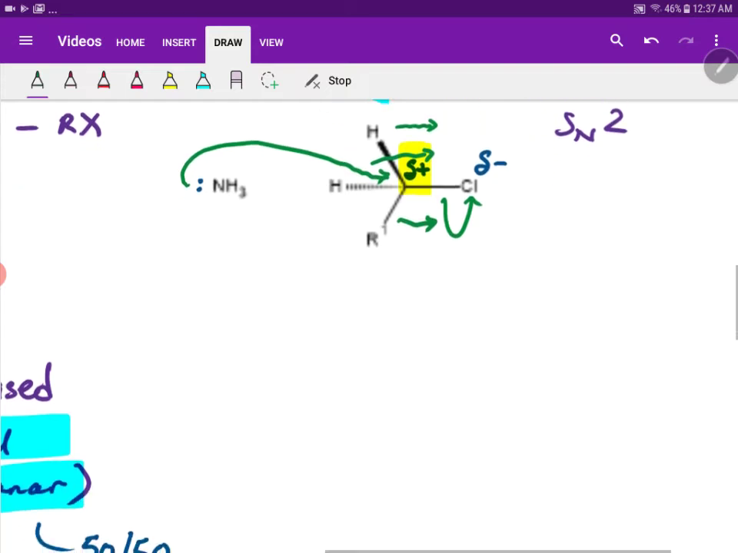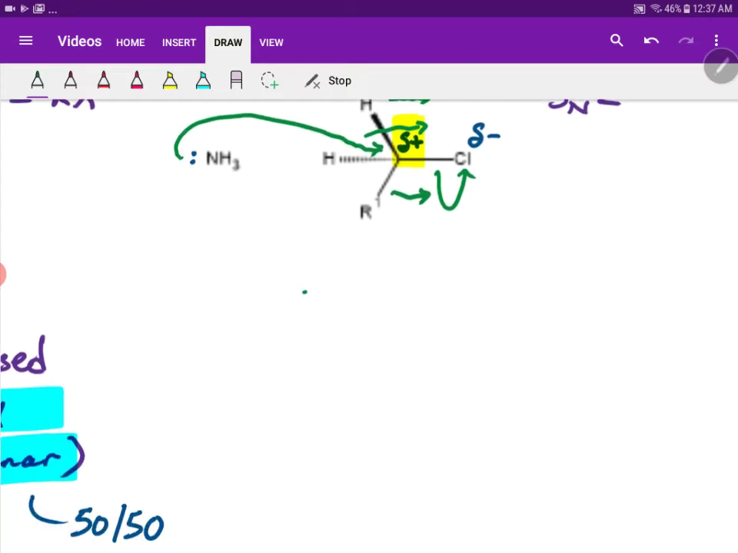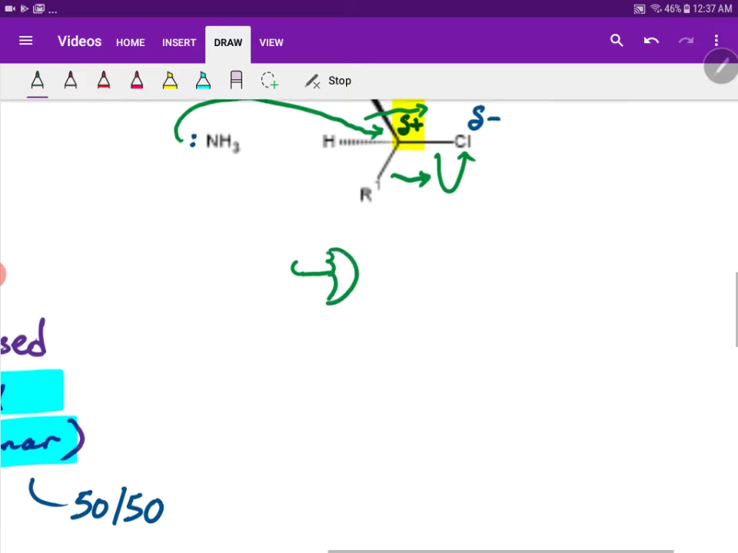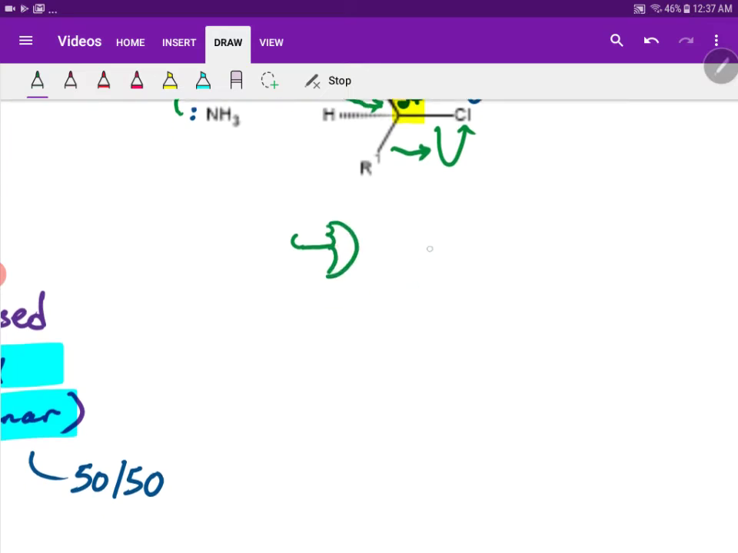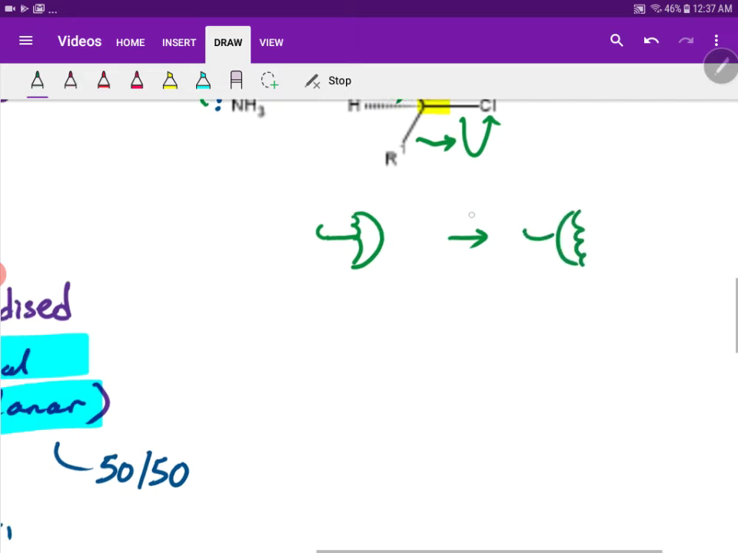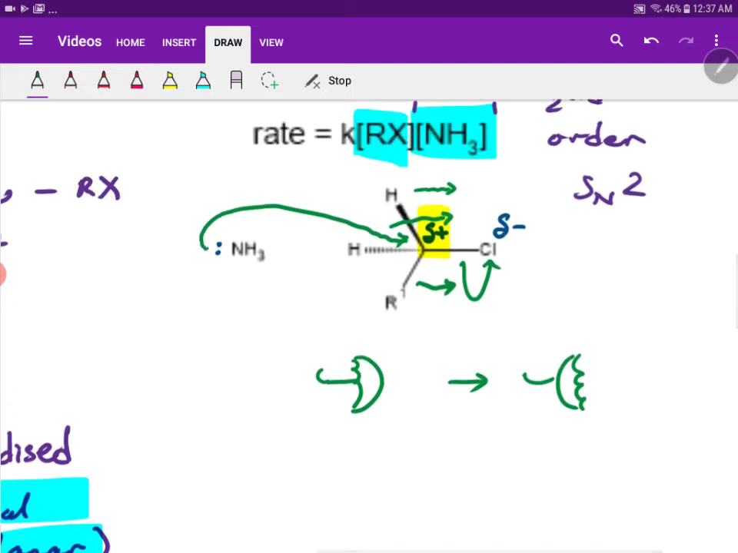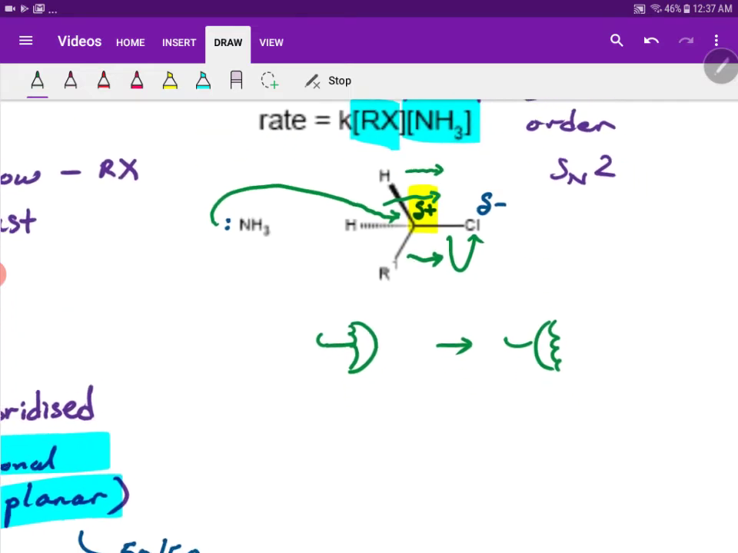Let's say I have an umbrella here. When it flips over, then it looks something like that, when the wind starts blowing. So this is our SN2 mechanism.